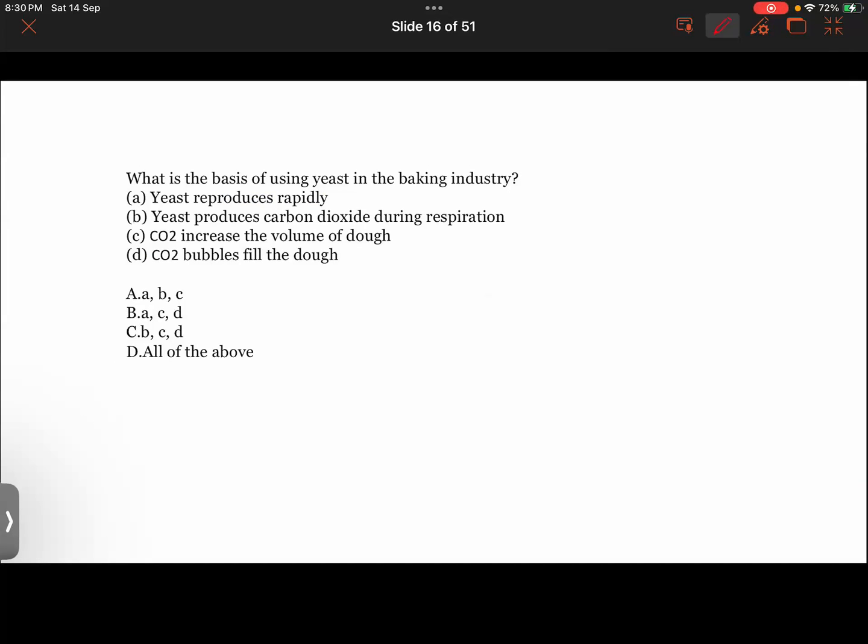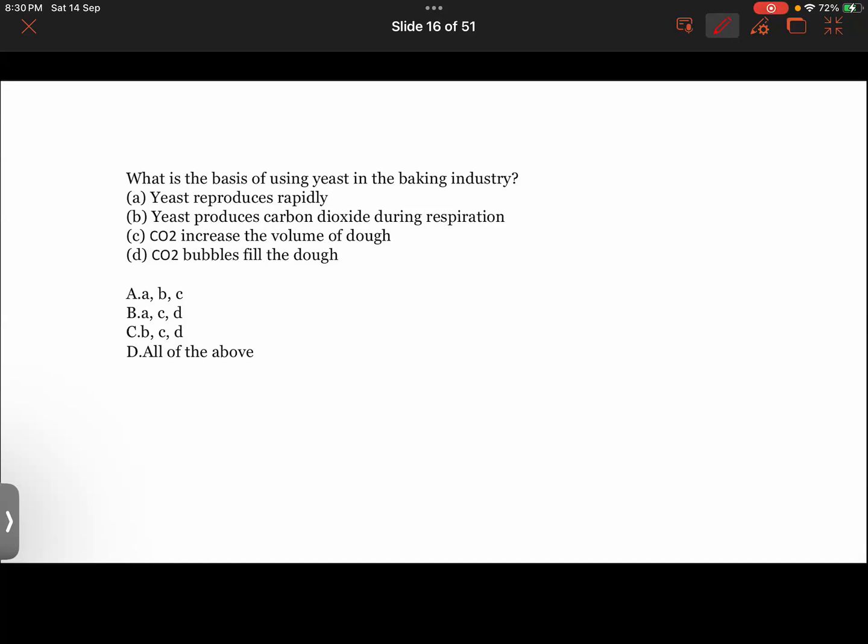Answer this question, Rizan. Sulaiman, have you answered it? See, carbon dioxide bubbles fill the dough. Very good.